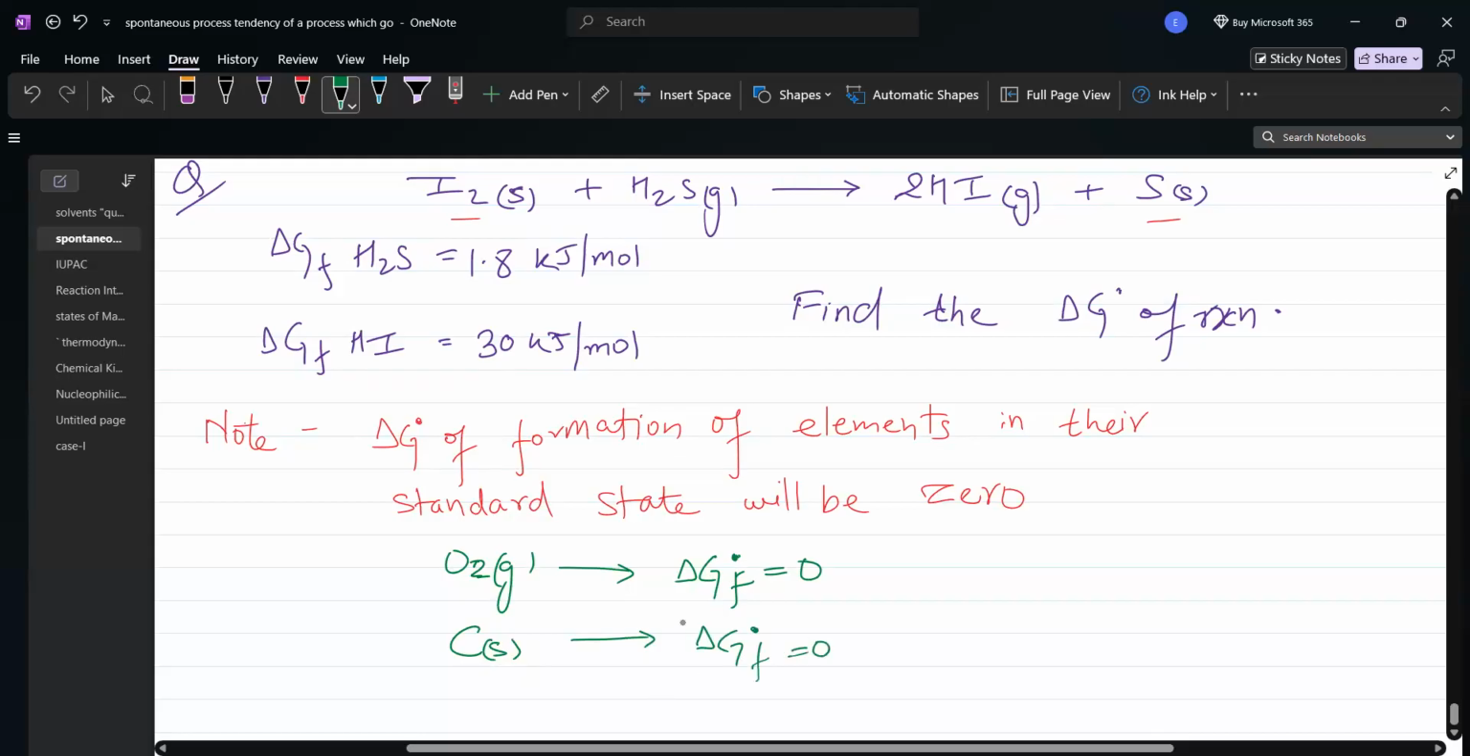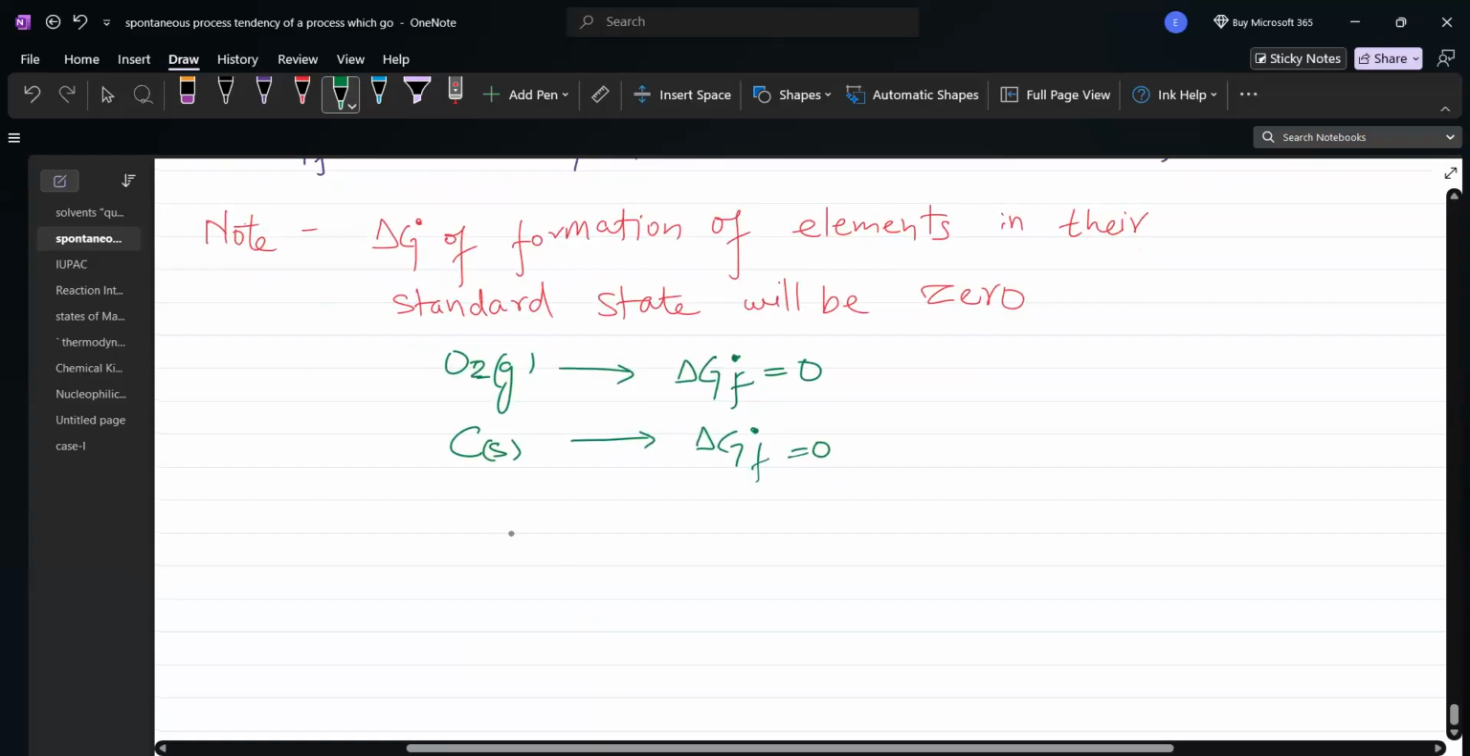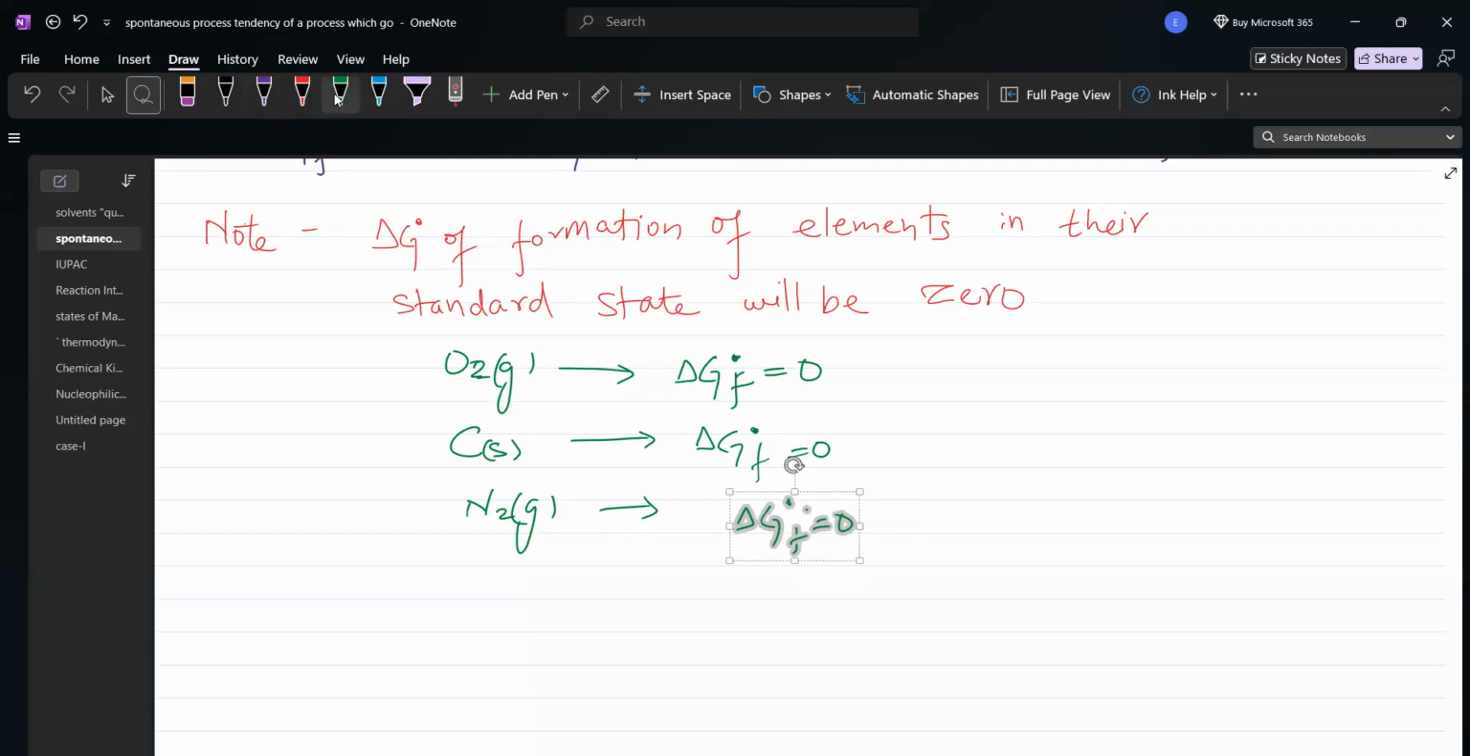Okay, are you getting it? Like for example, if we have N2 gas, its delta G of formation is also 0. Why? Because this is found in the atmosphere in this form only. Okay, are you getting this?